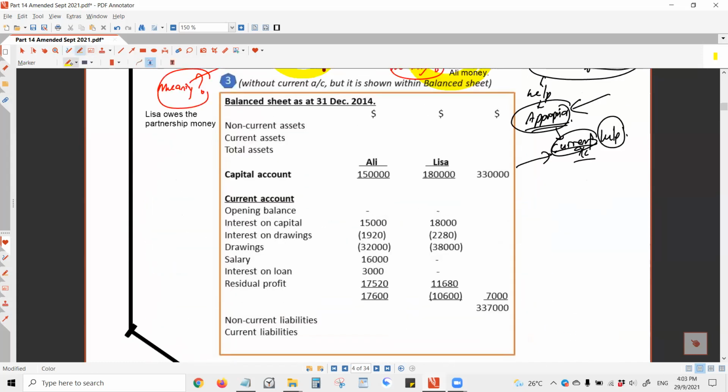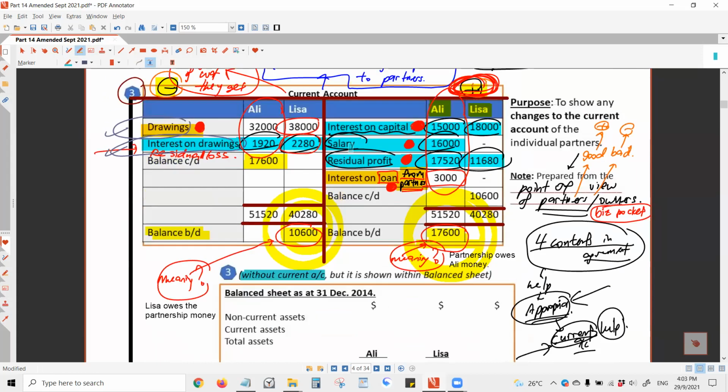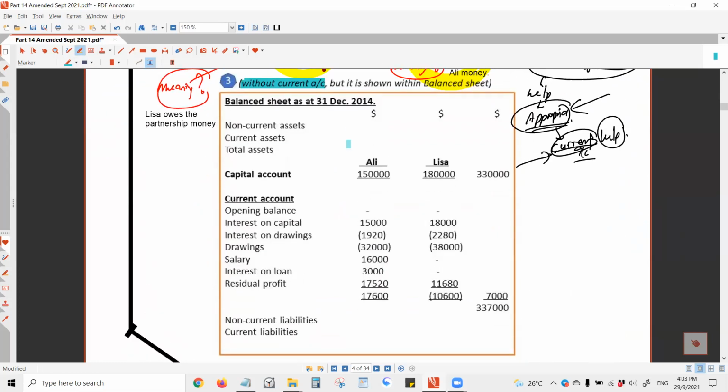Certain exam questions don't ask you to do the T-shaped current account like the one above here. Instead, they ask you to do the SOFP straight away, the balance sheet.